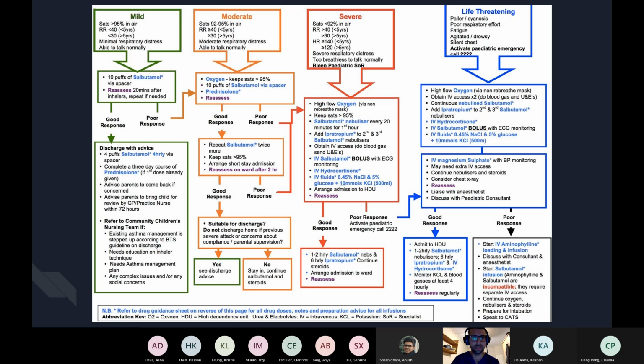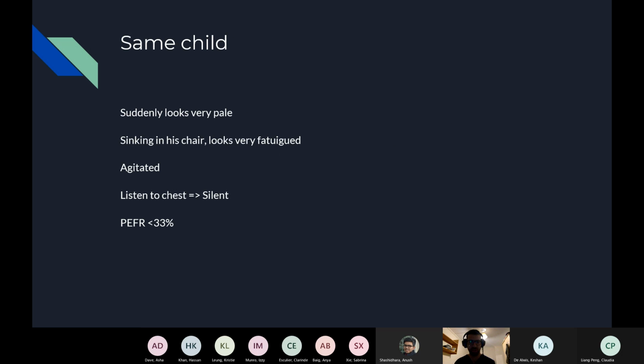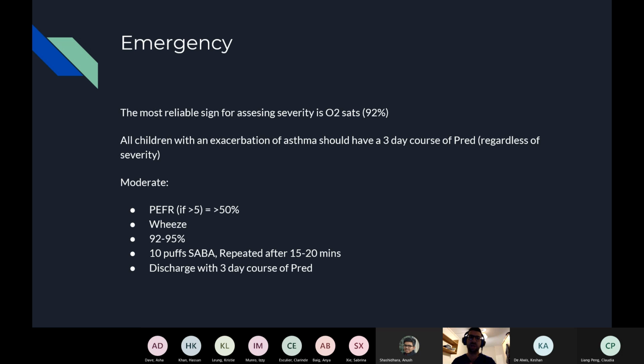Now, I'll go forward. Now, fatigued, increased respiratory effort, really not able to breathe as much as they were before. They're agitated, and they're sitting still because they literally can't breathe, and their chest is silent. Basically, the rest of it, they're fatigued with a silent chest. This is an emergency. The most reliable sign for assessing severity is sats. All children with an asthma exacerbation should have a 3-day course of prednisolone, regardless of severity.